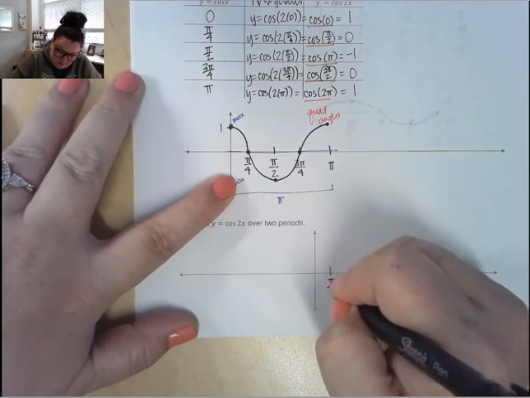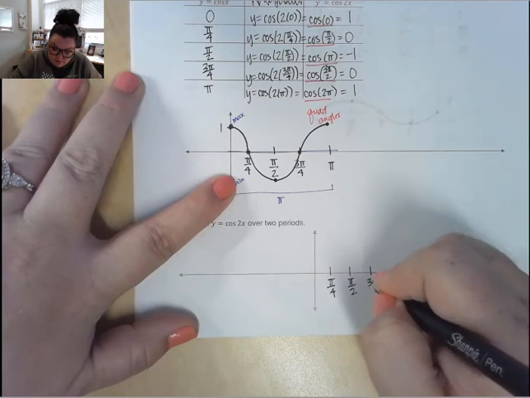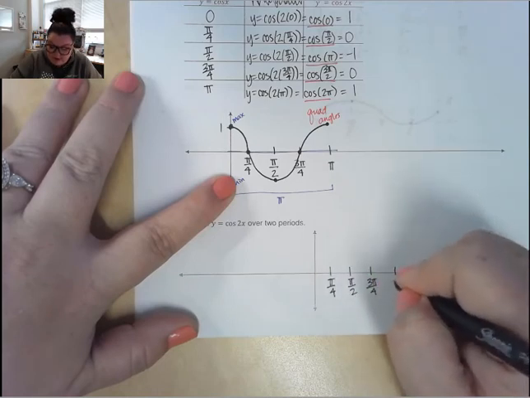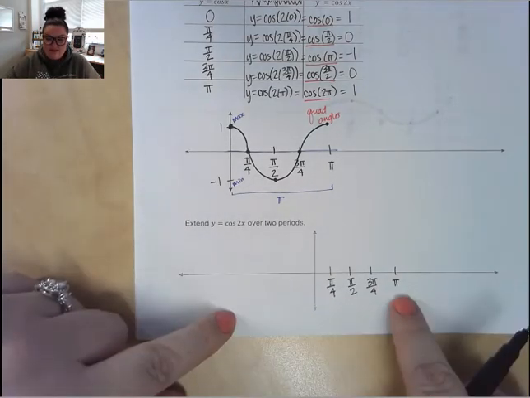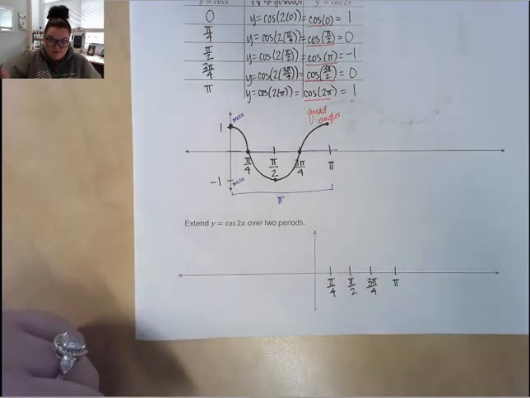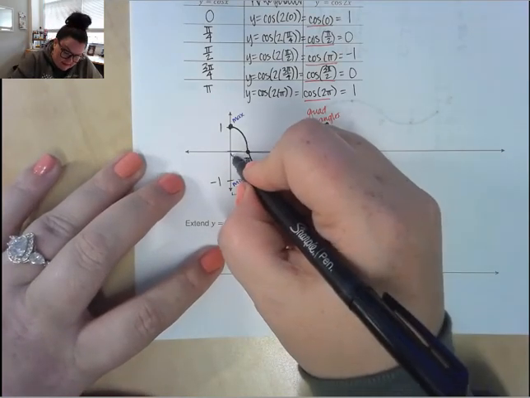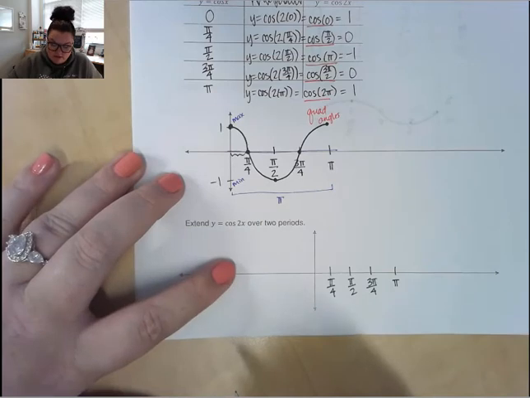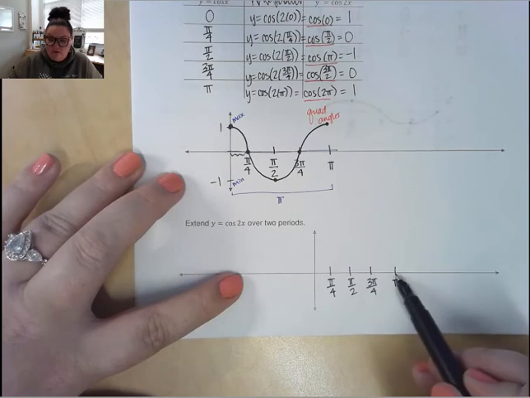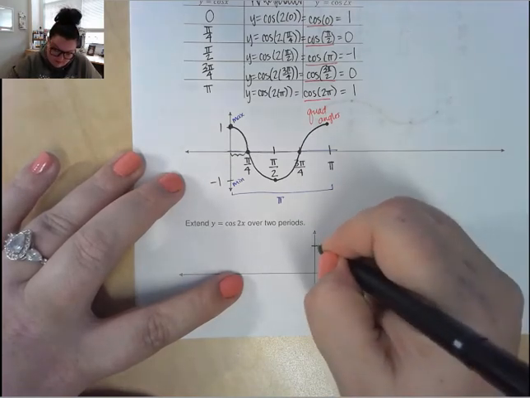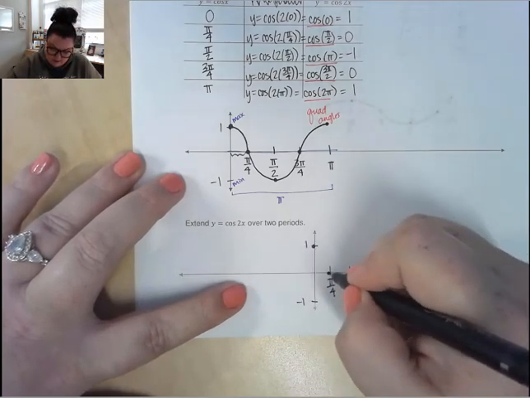So this is pi over 4, pi over 2, 3 pi over 4, and pi. Okay, so notice we have a pi distance to complete one full cycle, right? With each little tick mark that we have written here, this is a distance of pi over 4, right? So this is 1 pi over 4, 2 pi's over 4, 3 pi's over 4, 4 pi's over 4, and that gives us our 1, -1. Let me go ahead and draw in this one that we already have.